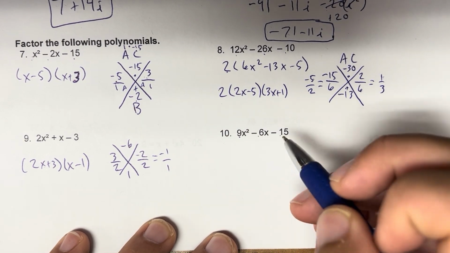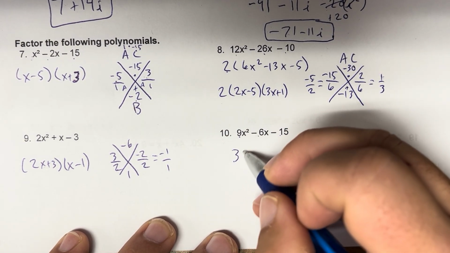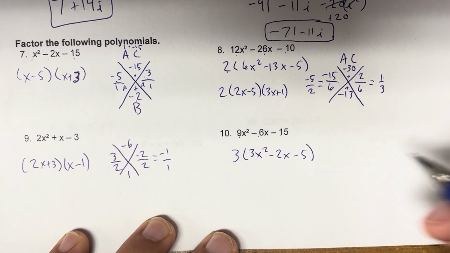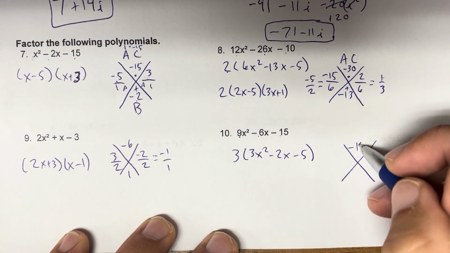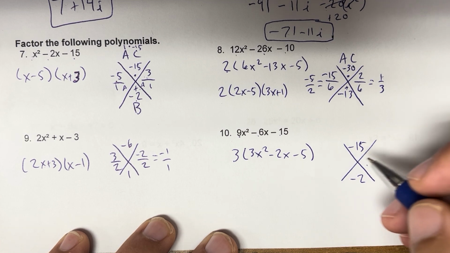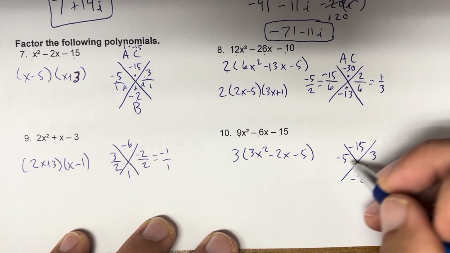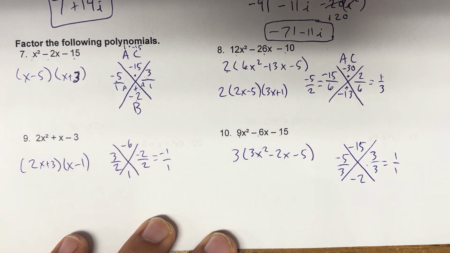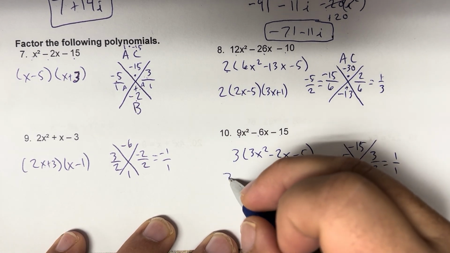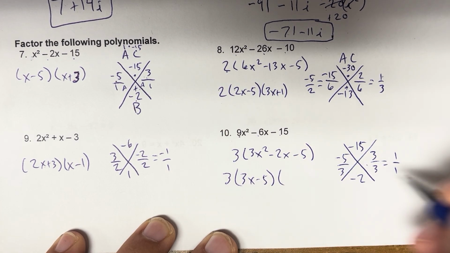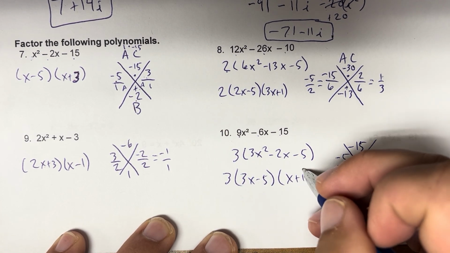Let's see, I can divide all these by 3, so I'm going to take out a 3. I'm left with 3x squared minus 2x minus 5. And then we'll think what multiplies to -15, adds to -2, which looks familiar. We did that one earlier on number 7. So I know it's going to be -5 and +3. And we're dividing by 3 this time because my a is 3. And so we're going to have 3 in the front. That's my GCF. 3x minus 5 and 1x plus 1.